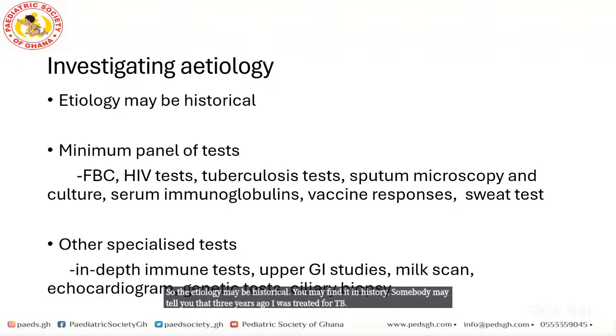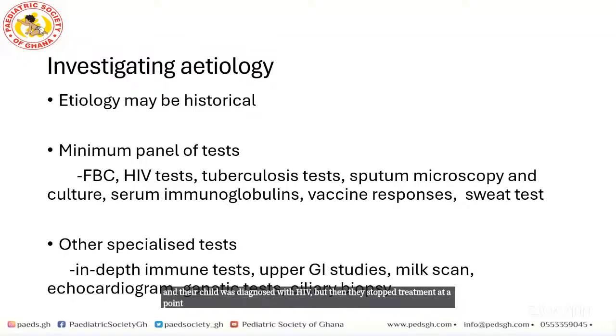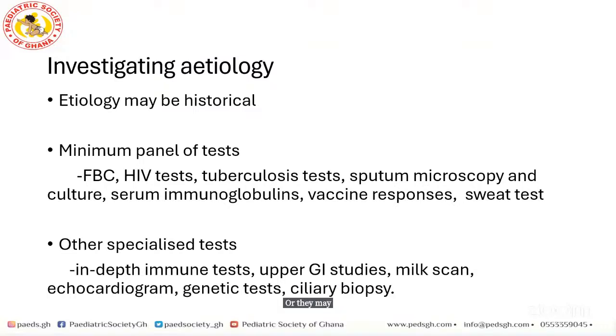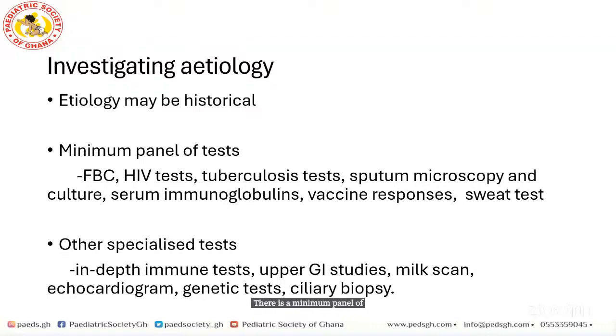Or somebody may tell you that their child was diagnosed with HIV, but then they stopped treatment at a point because of social reasons and they were uncontrolled, and then, yeah, those sorts of things. Or they may tell you that they've had many lung infections. Every 5 to 6 months, they are admitted with a lung infection. So the etiology may actually be historical. So it means that your history is very important. There is a minimum panel of tests that you should do for every child that you suspect has bronchiectasis.